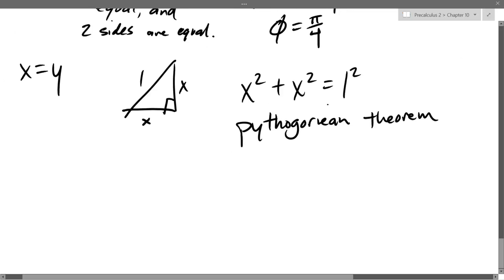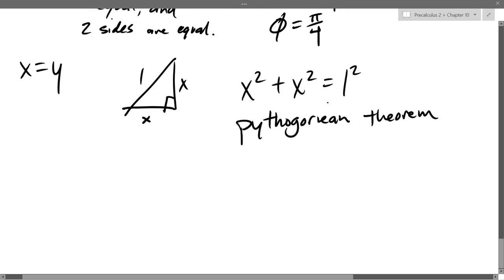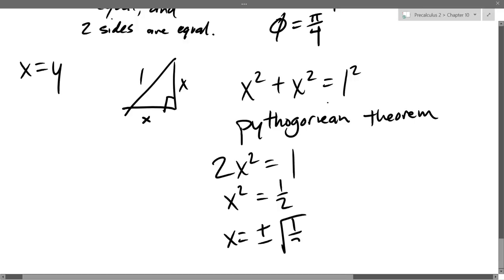So there's an algebra 1 move. There we go. So we got 2x squared. So x squared thing plus another thing is two things. So we got 2x squared equals, and 1 squared is 1, so divide by 2. X squared equals 1 half, so x equals plus or minus square root 1 half.